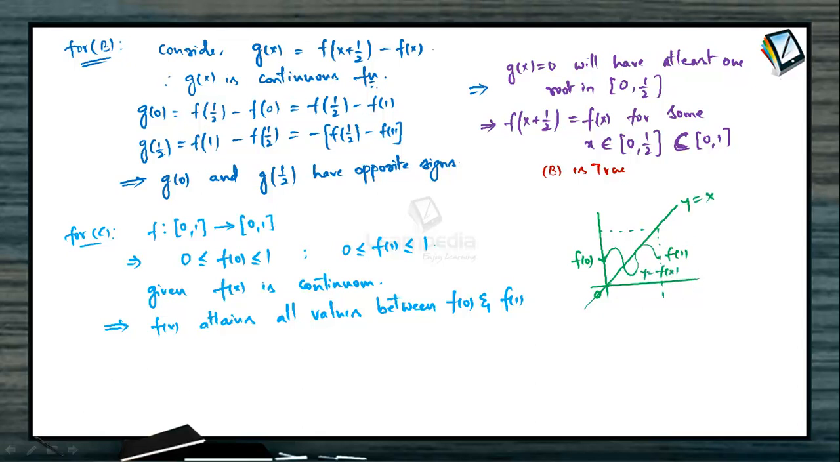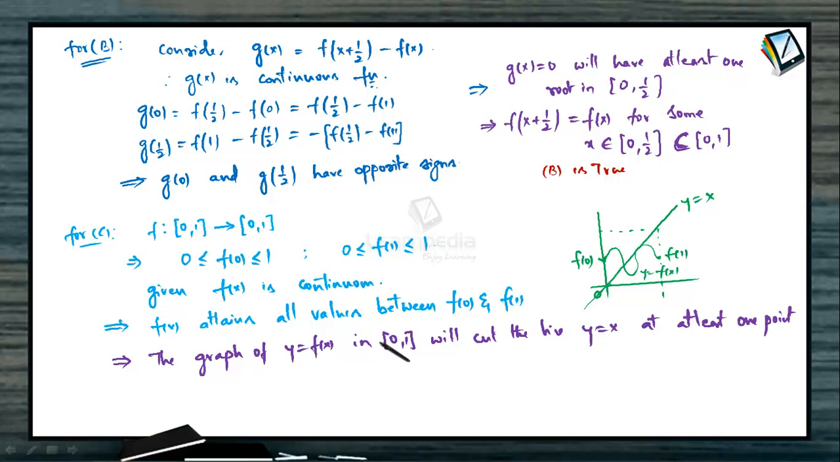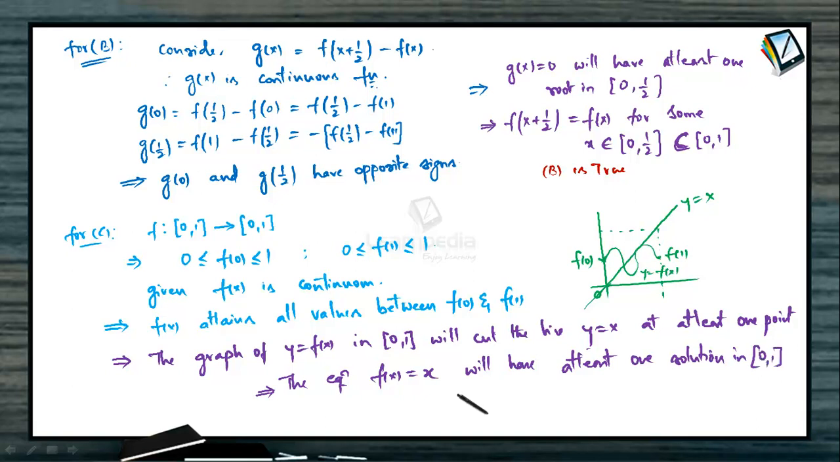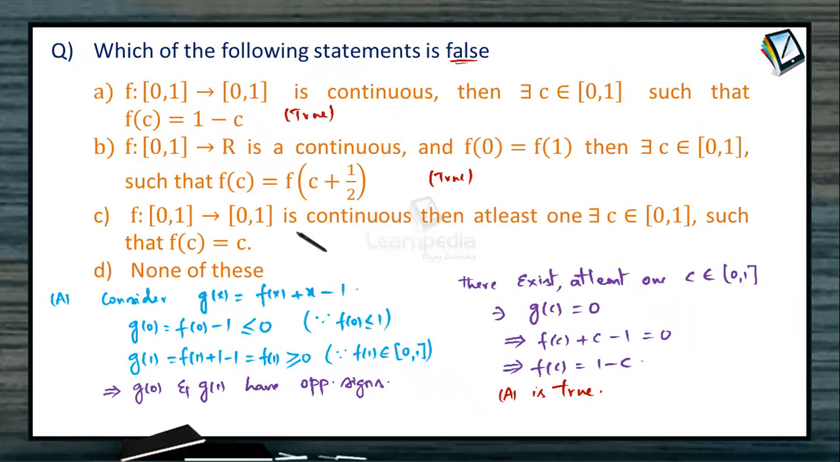Now what do we observe here? Yes, the important observation is the graph of y equal to f of x in the interval 0 to 1 will definitely cut the line y equal to x at least one point. Now wherever the graph of y equal to f of x cuts the line y equal to x, can we say the equation f of x equal to x will have at least one solution in 0 to 1? Then there will be a C belongs to 0 to 1 which satisfies this equation, that is f of C equal to C.